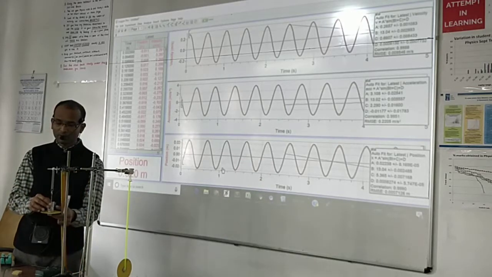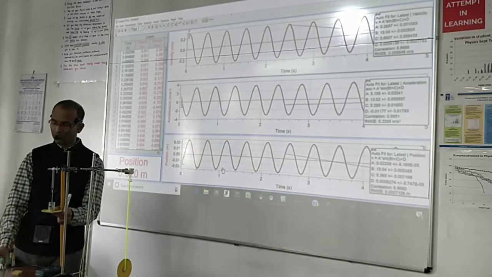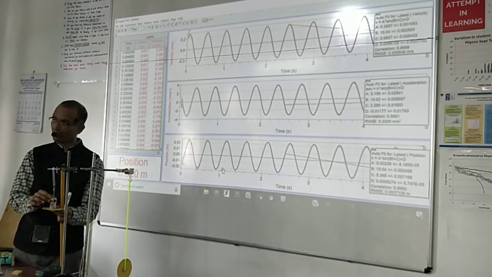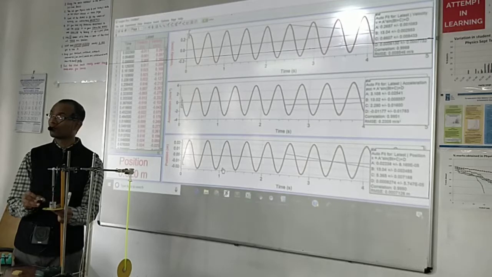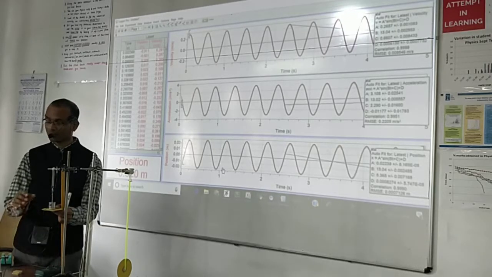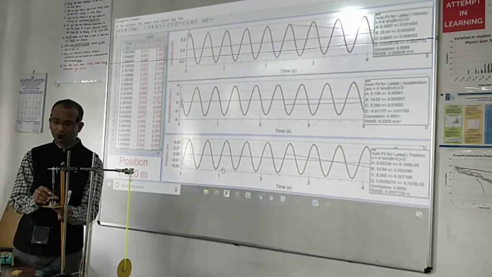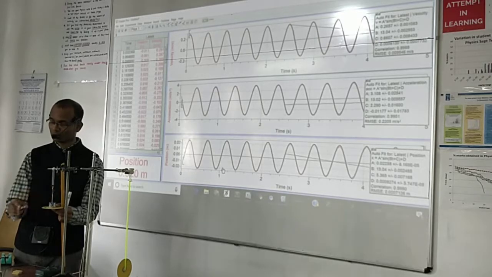So let me decrease it. So what do you expect the frequency to do? Become more. So the B value should become more than 14, more or less? More. If B is more, what will happen?